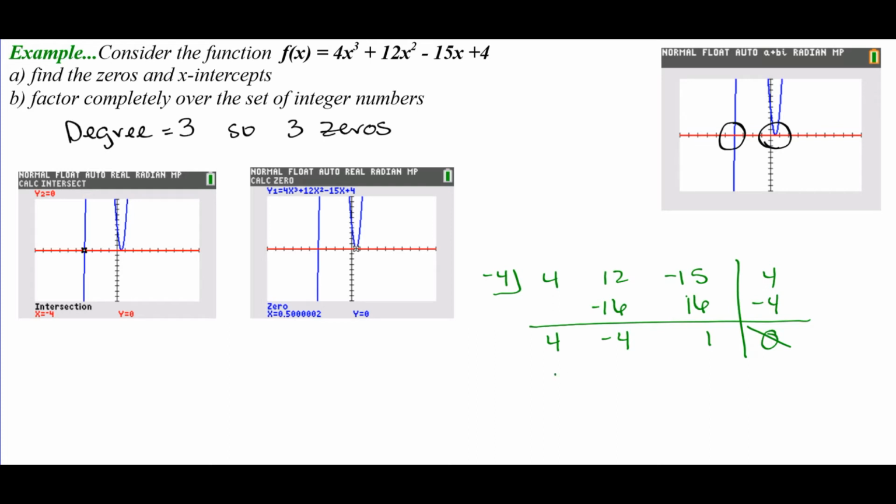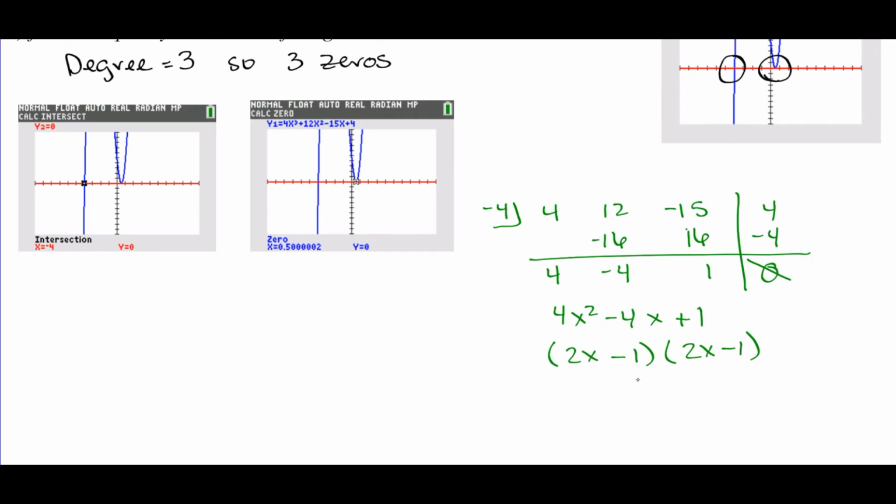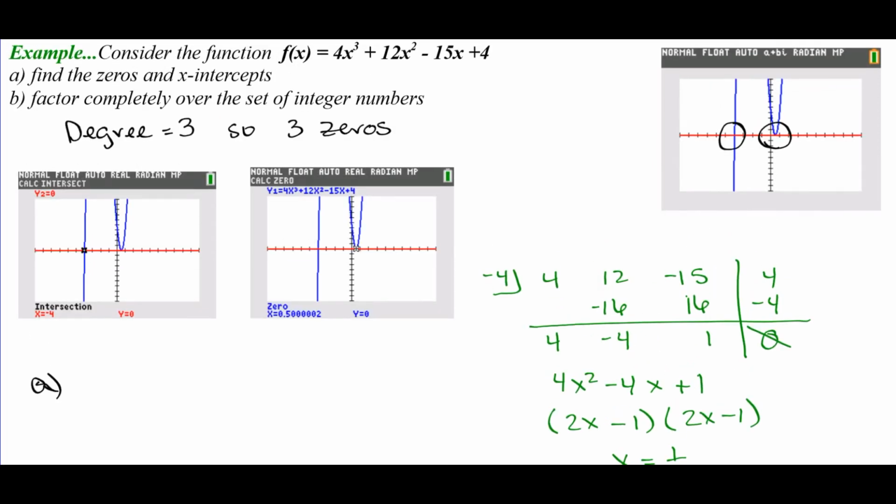So this gives me 4x squared minus 4x plus 1. And then I can factor this easily enough into 2x minus 1 and 2x minus 1. If you prefer, you can use the quadratic formula to solve that. So this gives me that I have a double root here at x equals 1/2. So that tells me that this on my calculator is exactly 1/2, but the calculator is just slightly off in its accuracy there.